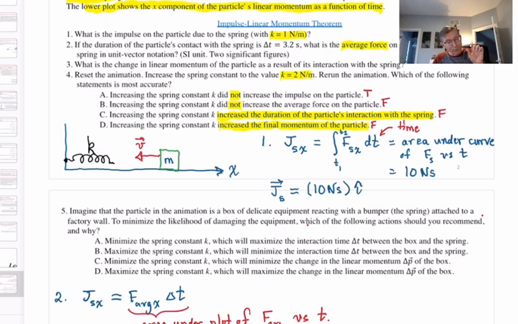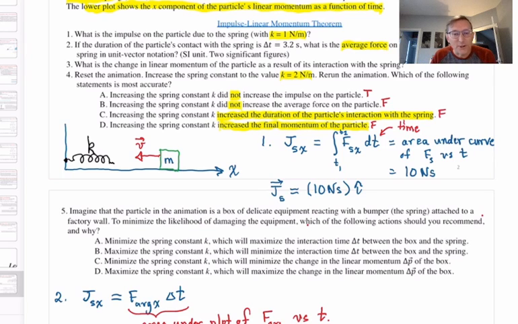Just because the spring was stiffer didn't send the particle out going any faster. That might be a little bit counterintuitive, but it didn't. What increasing the spring constant did for us is two things. It decreased the duration of the collision, and it increased the average force. But it did not change the impulse, and it did not change delta P, the change in linear momentum.